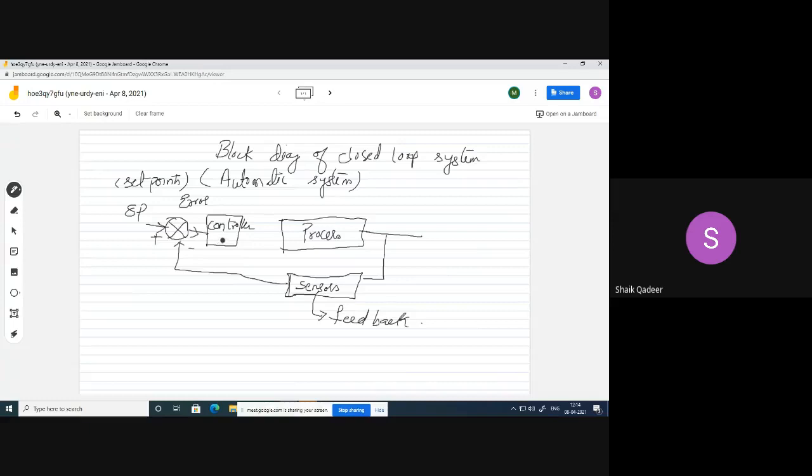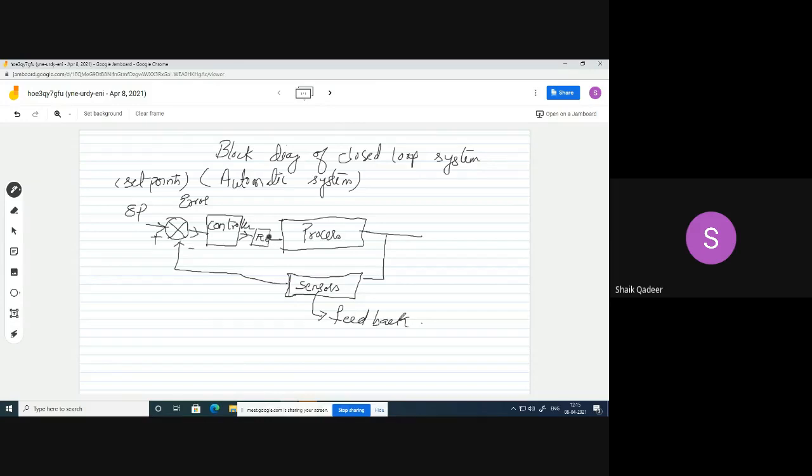Modulating the values. Yeah, you are very near to the correct answer. Can anybody else guess? To control the system, sir. Yeah, you are also very near to the answer. Any more clarification? It will cancel those errors. Yeah.